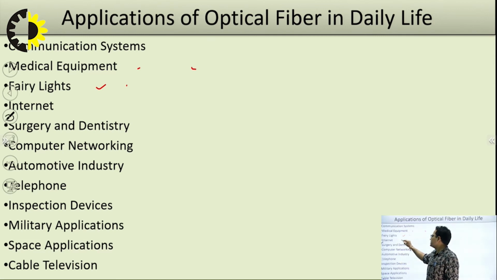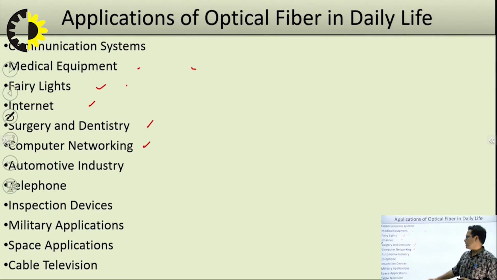And the fourth case is the internet. For high speed, high bandwidth and secure information, you can use optical fiber. Then in surgery and dentistry also, optical fiber is very useful. For establishing computer networking, because of the higher bandwidth and higher security, you can use optical fiber. So it can be used in computer networking.